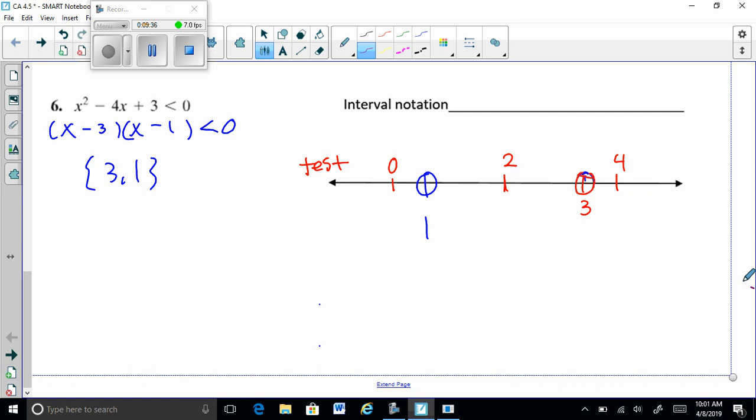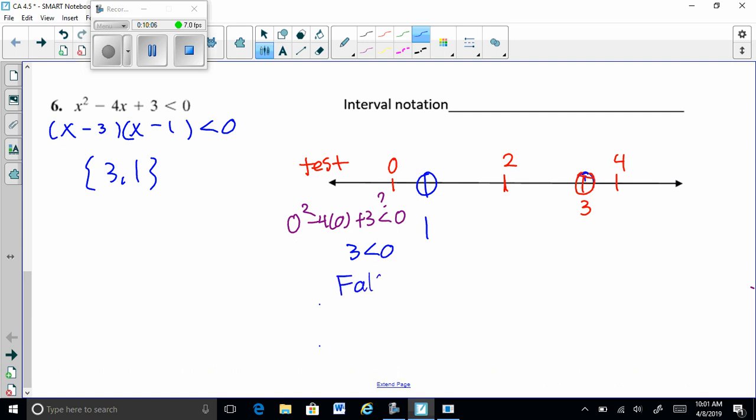All right, so let's see if we plug in 0. Let's see what happens here. We're going to have 0 squared minus 4 times 0 plus 3. Is that less than 0? If you do the algebra, you're basically going to get 3 is less than 0, which comes back as false. So that's not going to work for us. 0 is not a good one.